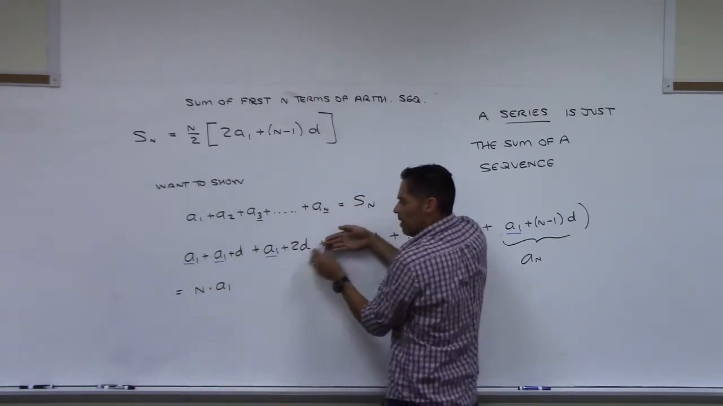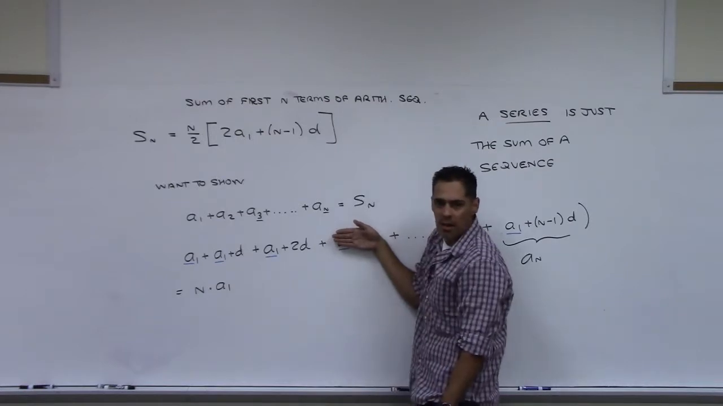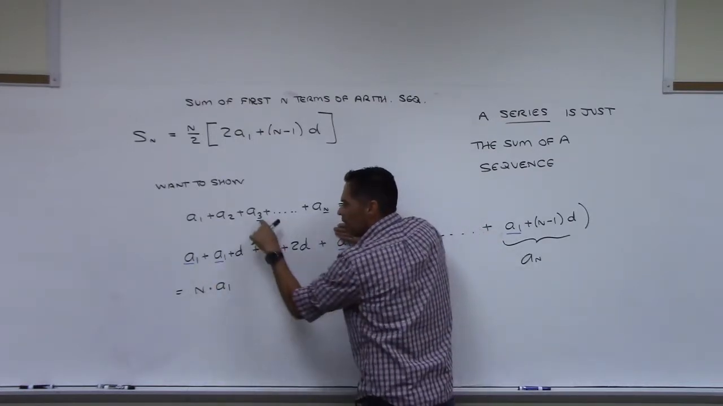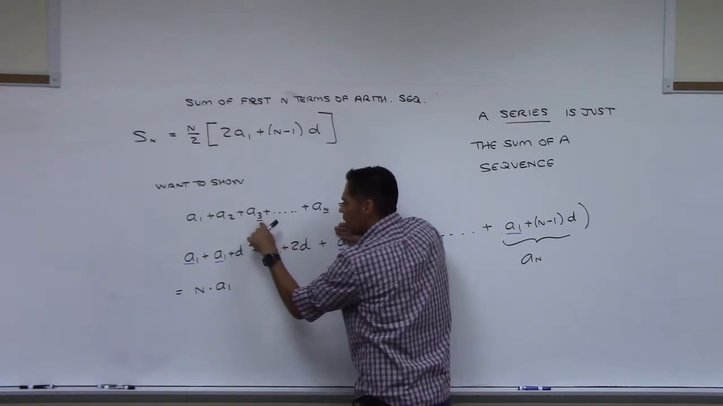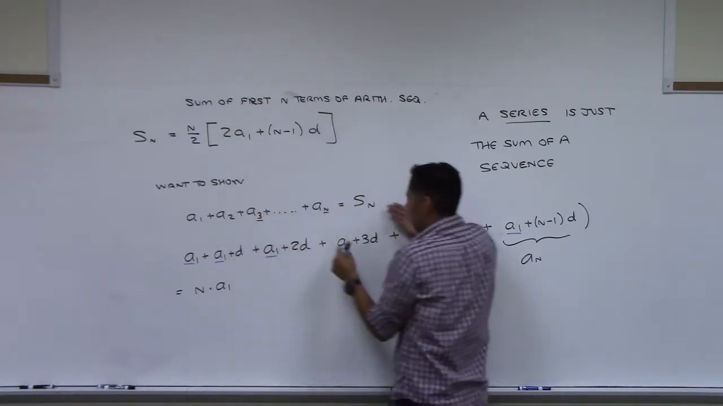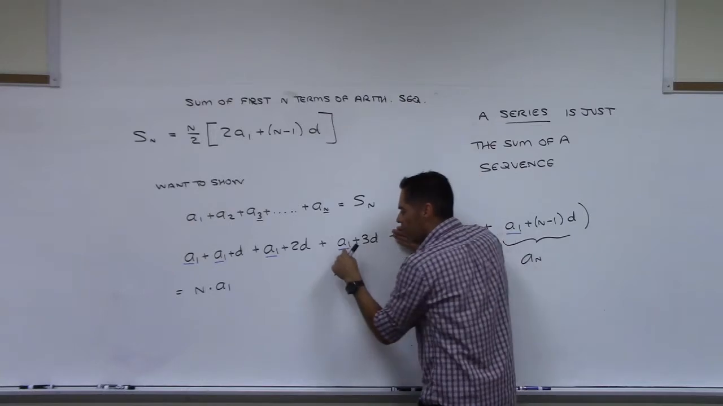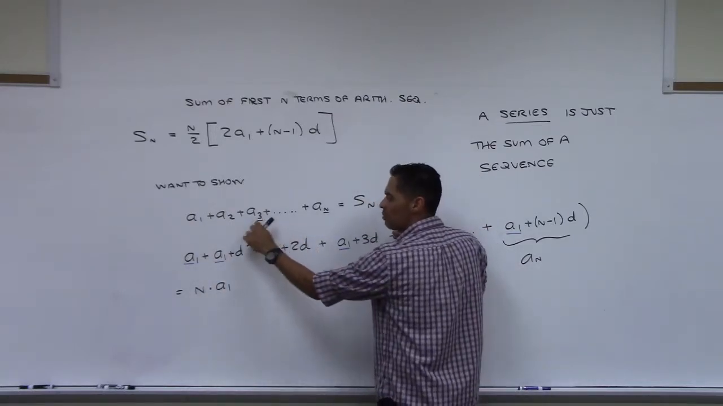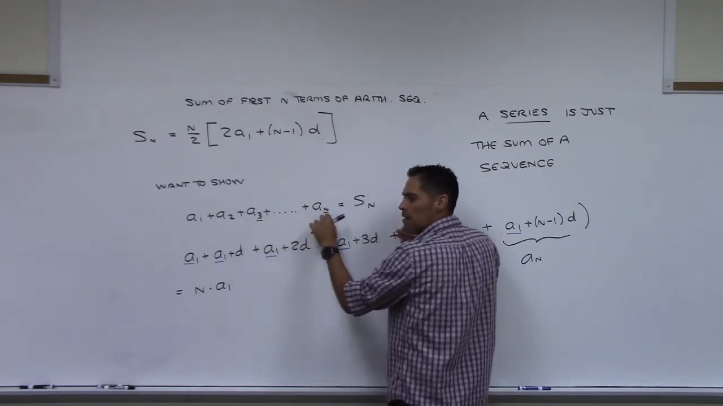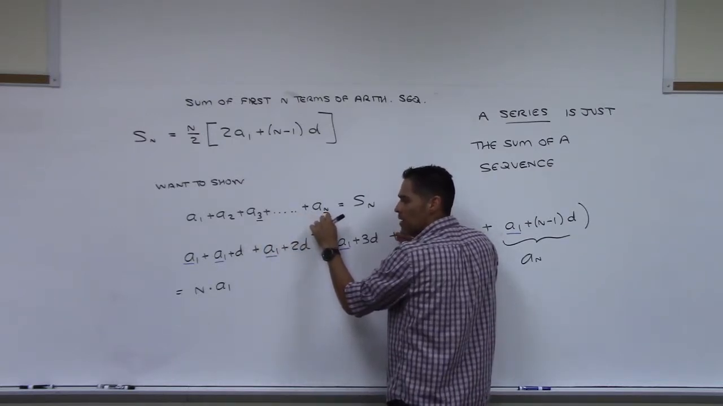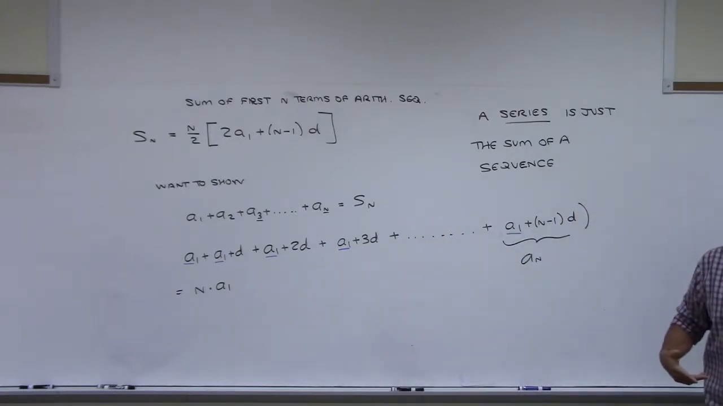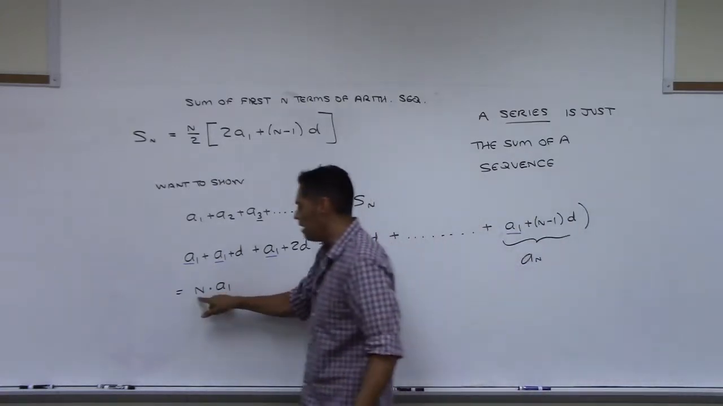So forget all this. How many a sub 1s would I have there? How many of these do you see? 3 of them, right? That's controlled by this. If I went to a sub 4, I would have this one there also, right? So now I have 1, 2, 3, I have 4 of them. But I'm not going to stop at 3 or 4. I'm going to stop where? At n, right? The nth one, which means I'm going to have n of those a sub 1s. And that's n times this.